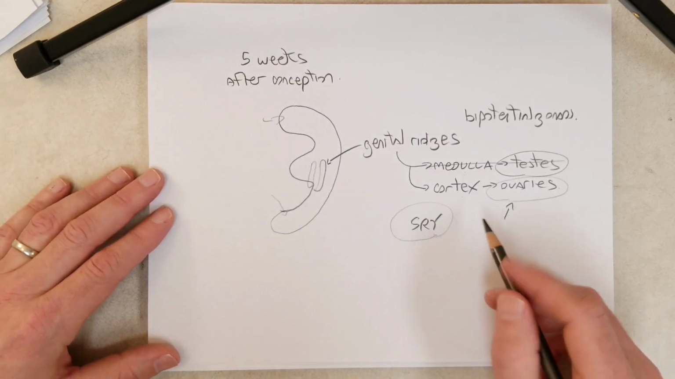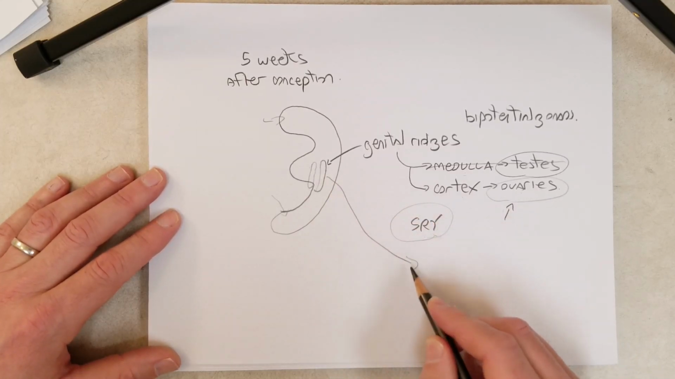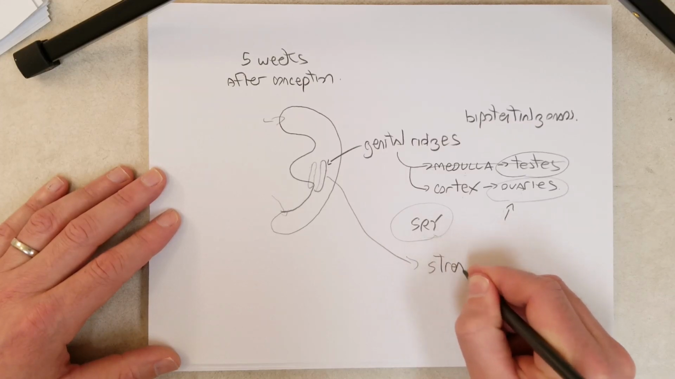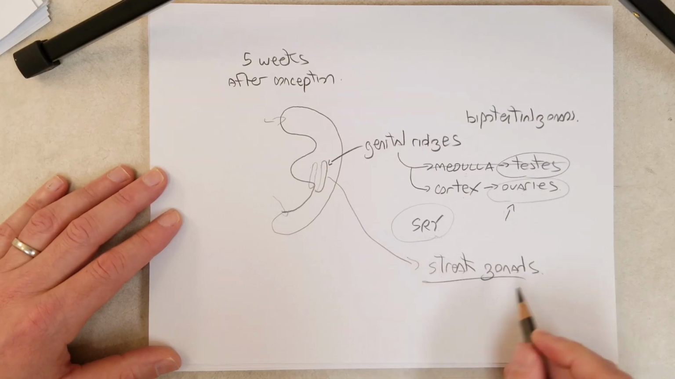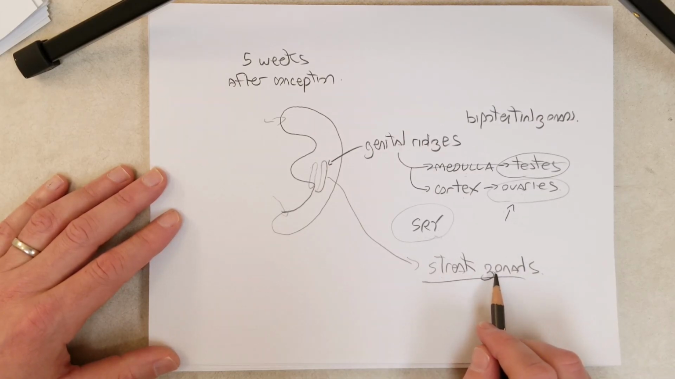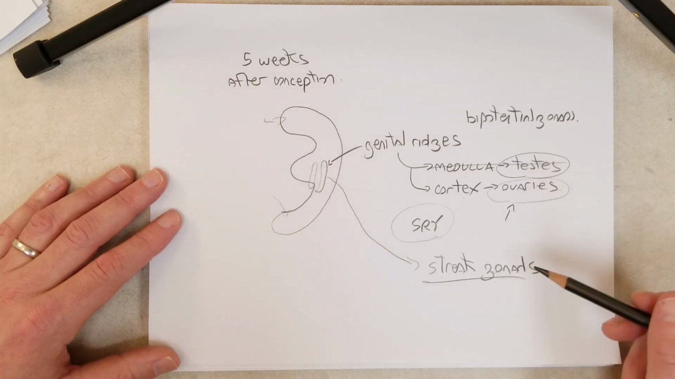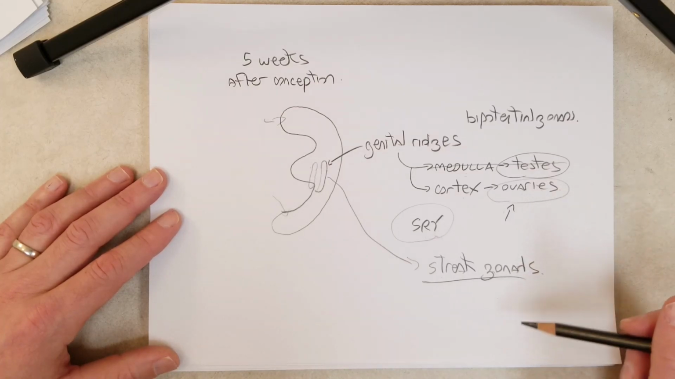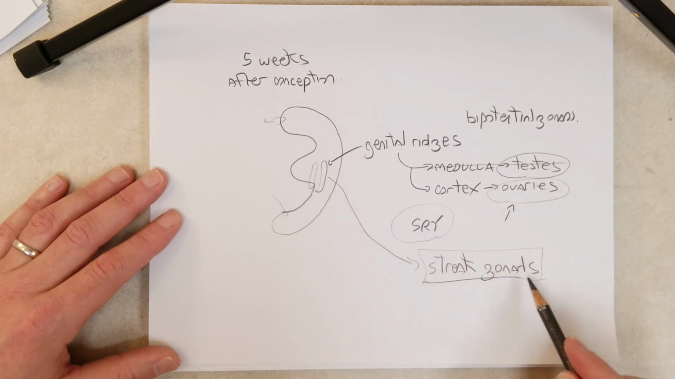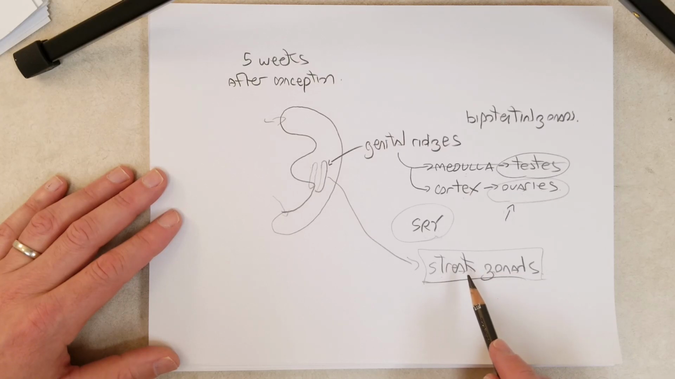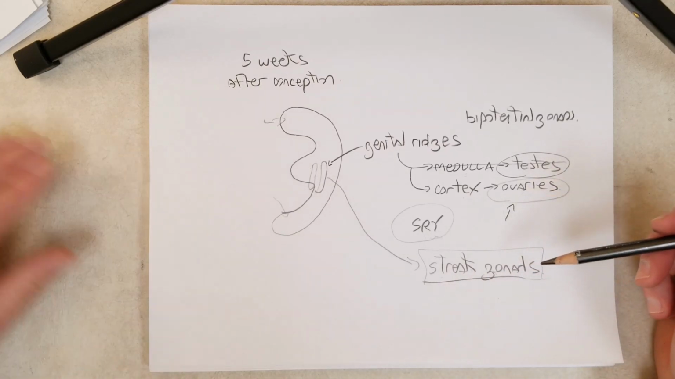Now, if something goes wrong with the signaling, what we can get is these things called streak gonads. So these are gonads, gonads being either testes or ovaries, that don't fully develop, and they're immature and non-functional. So if something goes wrong after this point during development, we've got these streak gonads, and there are some conditions that involve formation of neither testes nor ovaries, but formation of streak gonads.